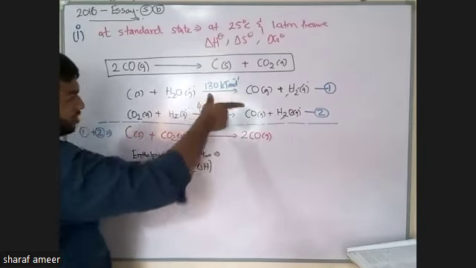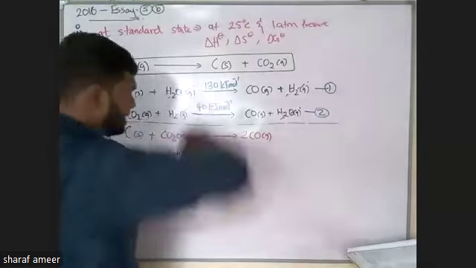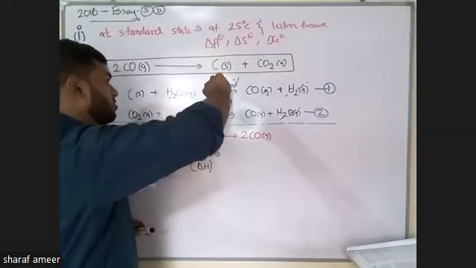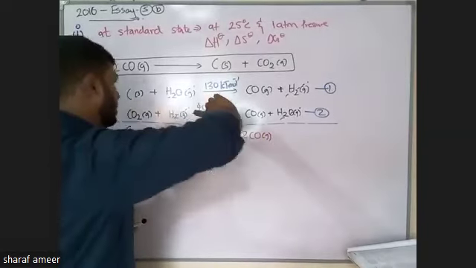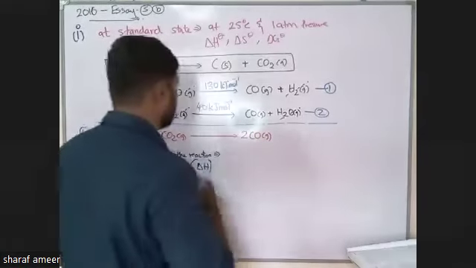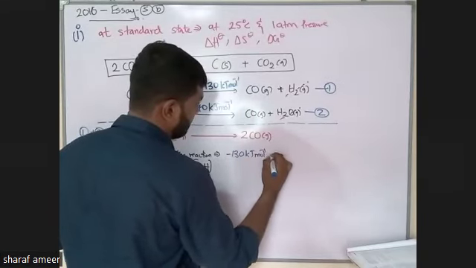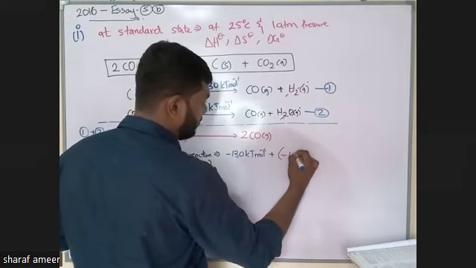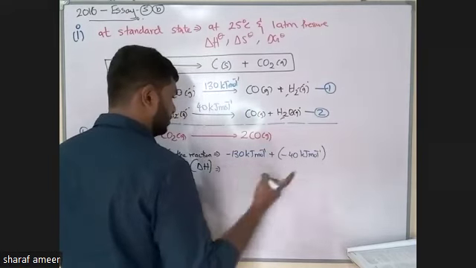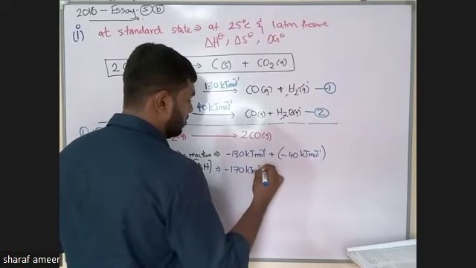So if you bring it to the reverse direction here, the sign will change. So here it is positive. Once you change the sign, it will be negative. Here also the same thing. So negative 130 kilojoule per mole, here negative 40 kilojoule per mole. So therefore, the answer will be like this. Minus 130 kilojoule per mole plus minus 40 kilojoule per mole. So your final answer will be minus 170 kilojoule per mole.